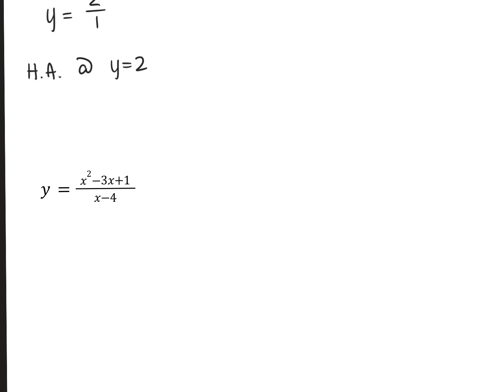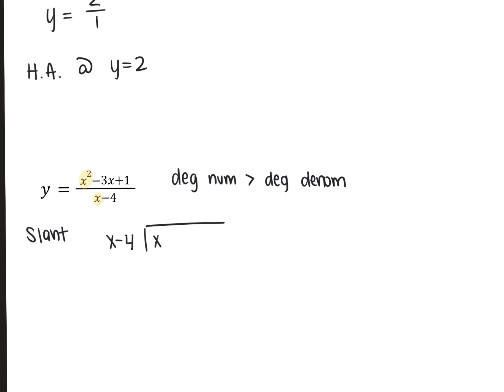So in this example, the degree of my denominator is 1. The degree of my numerator is 2. So the degree of the numerator is greater than the degree of the denominator. So this is where I have a slant asymptote. So I have to do long division, and I really only have to do at most 2 steps. So when I set it up, x minus 4 is on the outside, x squared minus 3x plus 1 is on the inside. So I'm going to divide.